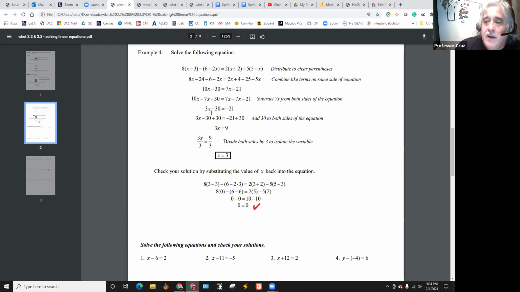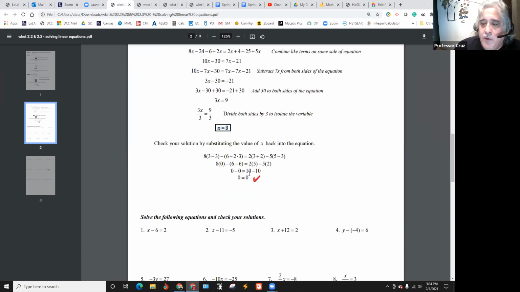Now add the opposite of this one so we can combine our numbers there. Negative 30 plus 30, this has gone away. Negative 21 plus 30 is positive 9. So 3x is equal to 9. Divide both sides by 3, same thing as multiplying by 1/3. So x is equal to 3. And then you can put it back into the equation to see that it gives you a true statement.